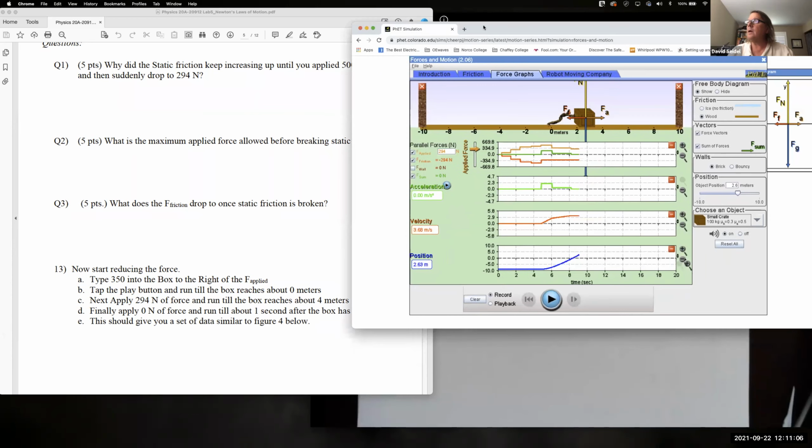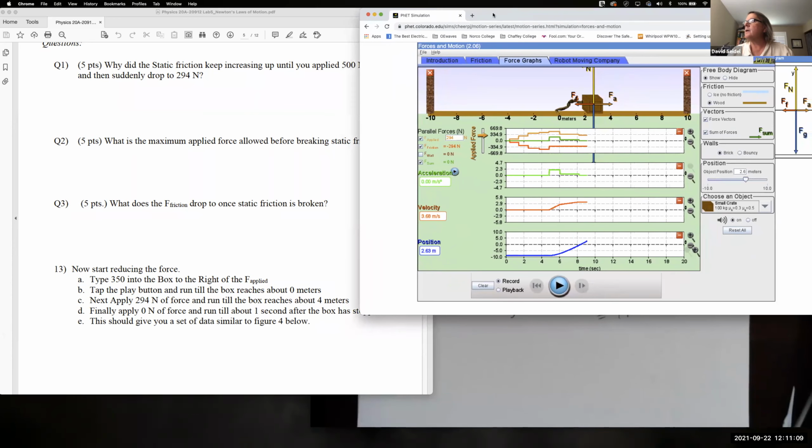And then we're going to go back. I say run this till it goes to about 4 meters. That's close enough right there. Now I'm going to go to 0. Now when I go to 0, what's going to happen to my applied force? It's going to go down to 0, right? What's going to happen to my friction force? It's going to stay at the same place, right?